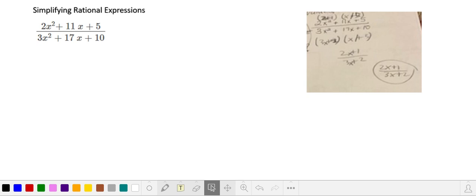I think this is number two in your assignment. Okay, so we're doing simplifying of rational expressions. The first thing is we need to factor, as always. Now notice when you factor, the numerator has a coefficient of x squared, which is a 2, and the denominator has a 3. So the first thing we need to do is factor both the numerator and denominator.